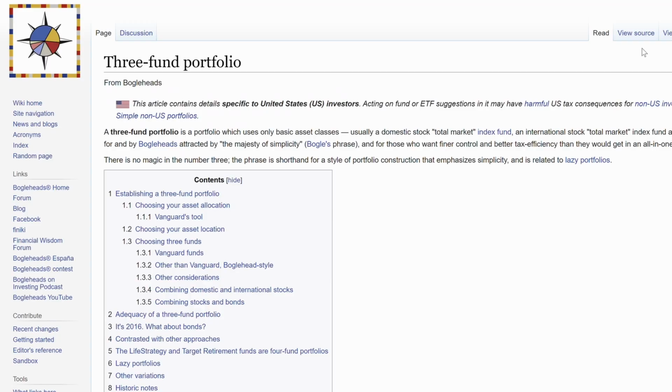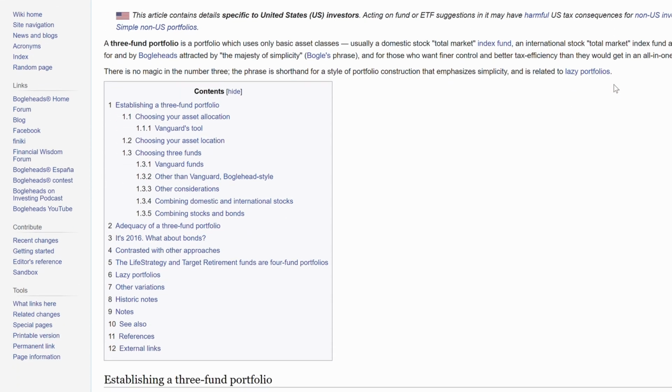Let's go to the computer now and let's actually see how to build a 3-fund portfolio. Okay, so here you can see on the screen the resource I was talking about, the 3-fund portfolio by the bogleheads.org wiki page. And that just means people who are fans of Jack Bogle, the man who created Vanguard. So on this wiki page, they have the 3-fund portfolio and they have some cool examples for us.